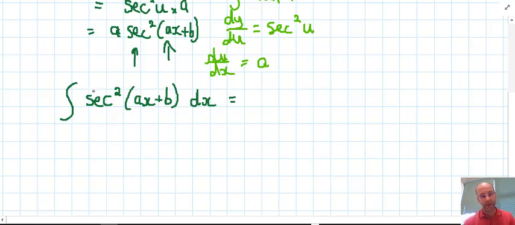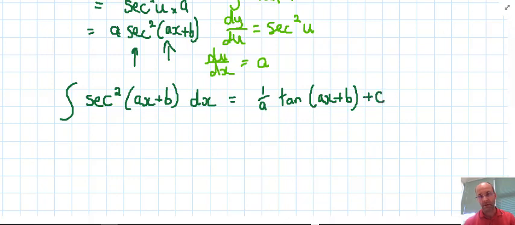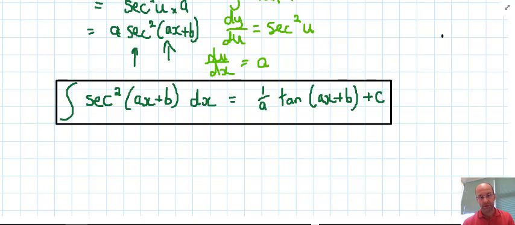except for we won't get tan(ax plus b). We have that result multiplied by 1 on a. So the answer would be the initial statement times 1 on a. So it would be 1/a tan(ax plus b) plus the constant. So there's a result for you to know.